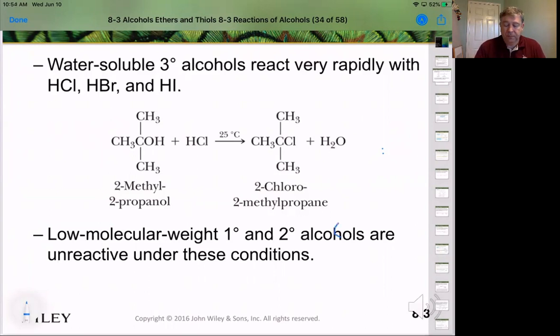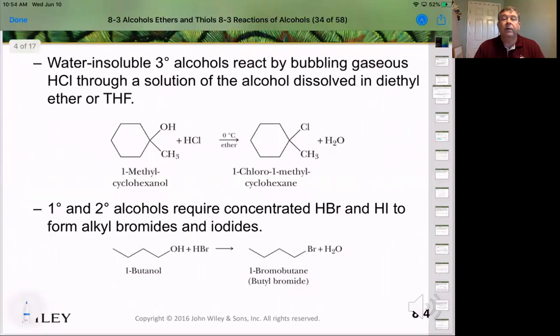If we have water-insoluble tertiary alcohols, we can react these by bubbling gaseous HCl through the solution. That will still protonate the alcohol and make it a good leaving group and be able to convert our tertiary alcohol into our tertiary alkyl halide. If we use a primary or secondary alcohol, we have to use concentrated HBr or HI to convert them to the bromides or iodides, but reactions with the chloride, HCl, do not work without a catalyst.